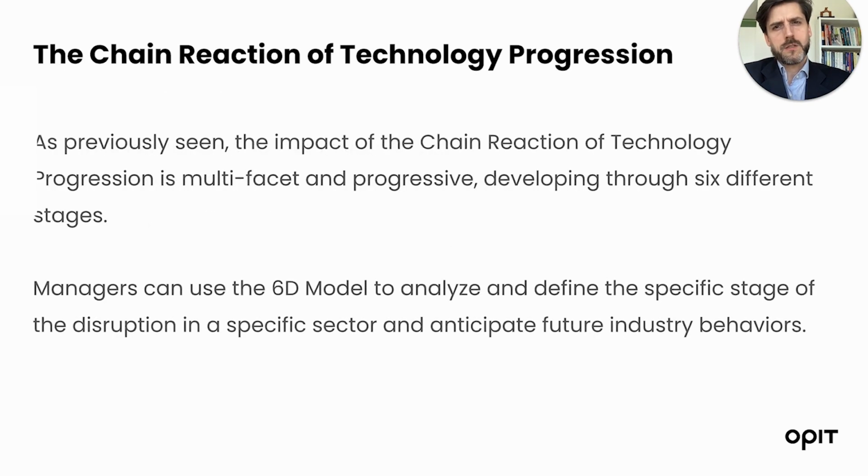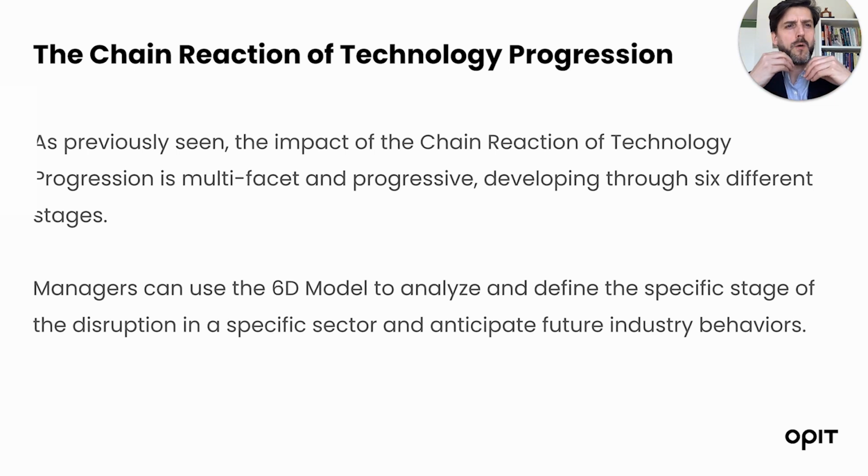So let's look into the chain reaction of technology progression. As we have seen, this framework that already has been explained is a multifaceted and progressive type of approach to disruption, which is developed through different 6 stages. It explains how technology starts from being something, let's say, of reach and of effort into something that becomes democratized and very well distributed and spread.